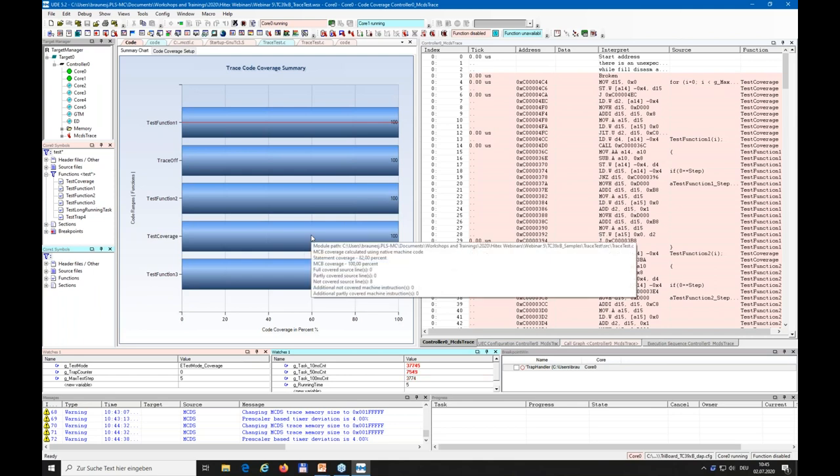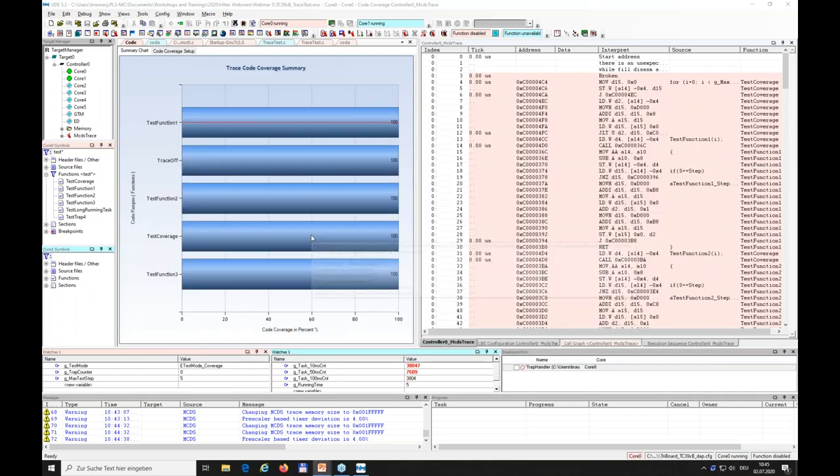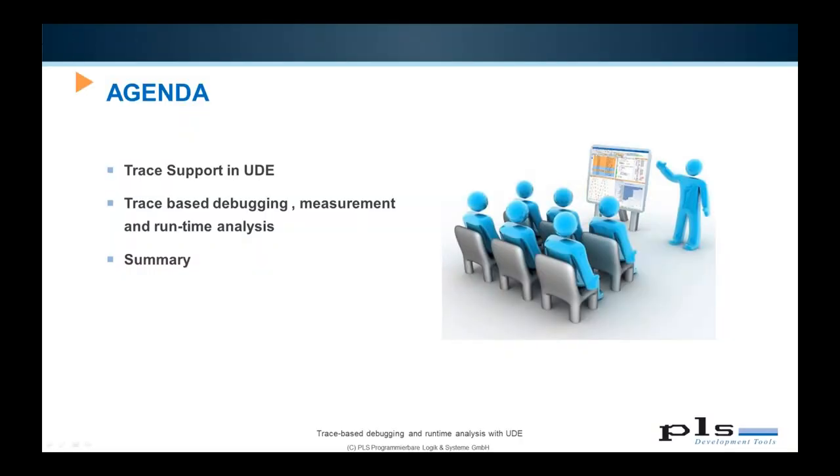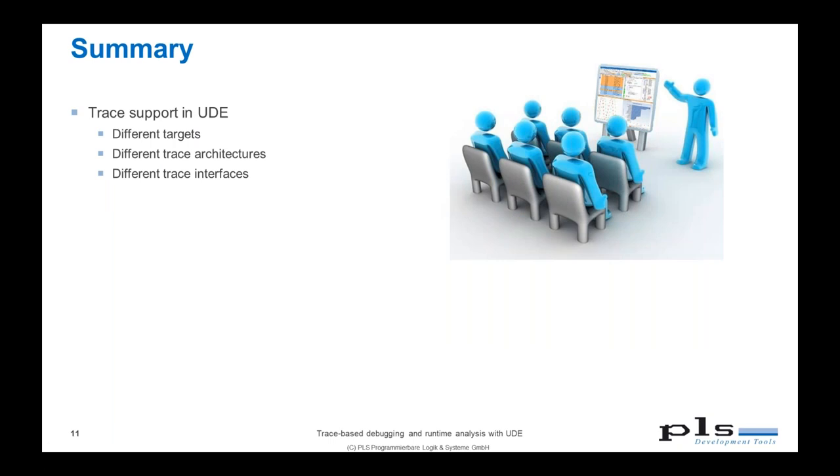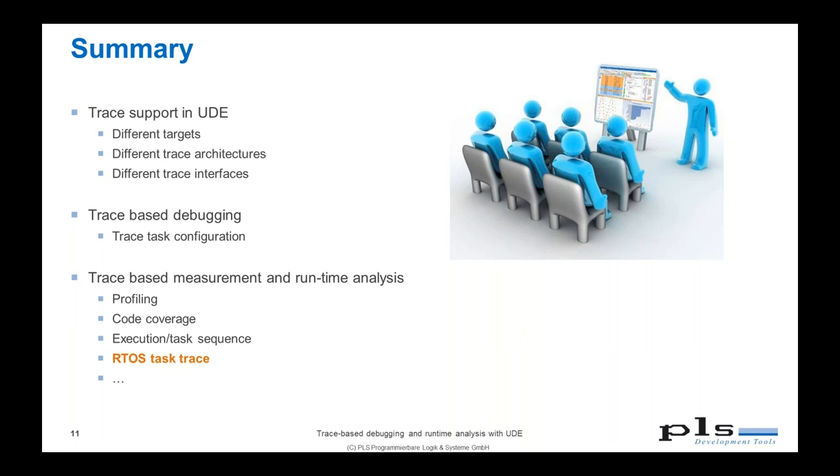Okay, that's all for today. We are running out of time a little bit, so let's go quickly through the summary. I told you that we support with UDE trace systems based on different targets, different microcontroller architectures, different trace architectures like CoreSight, MCDS, Nexus, and also tracing over different trace interfaces. I showed you some trace-based debugging scenarios or use cases and how to use the UDE for that. And then we did some measurements and runtime analysis tasks, profiling, code coverage.